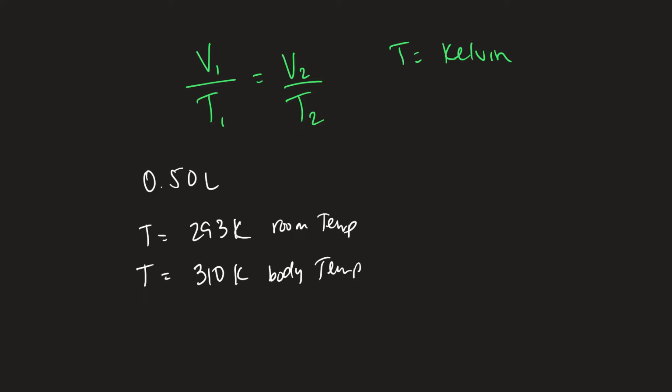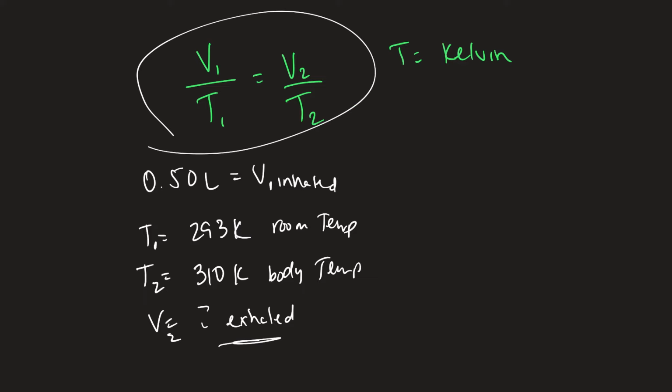So this is the volume of air inhaled, and what I want to know is the amount of air that's being exhaled. In a sense here, this is V1, T1, and T2, V2, and what we're solving for is V2. So if this is our main equation, let's go ahead and rearrange this so that we can figure out what V2 is.